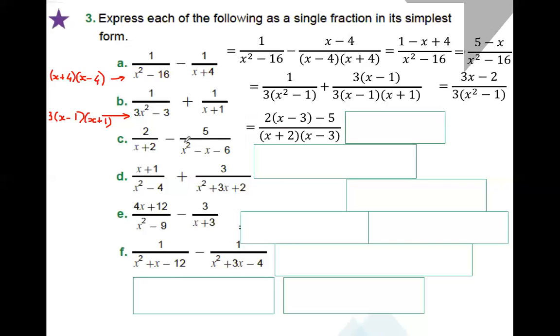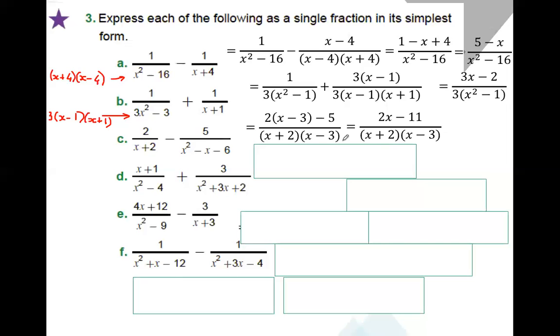So then I end up with (x + 2)(x - 3), 2 times x minus 3, minus 5, divided by x plus 2 times x minus 3, and that is just equal to 2x minus 6 minus 5, which is minus 11, divided by x plus 2 times x minus 3. So just to get the common denominator here, I just times by x minus 3, top and bottom. And that's what you've got there.